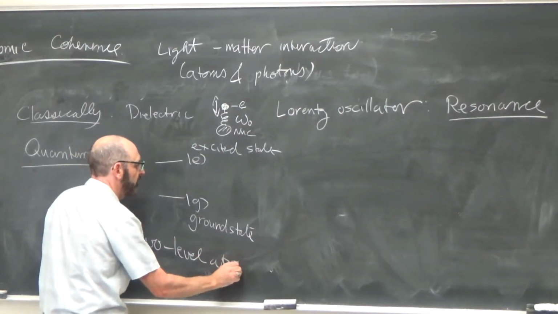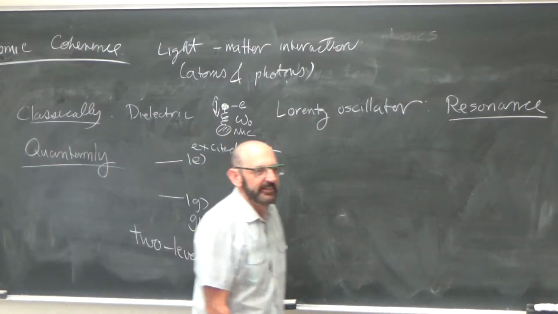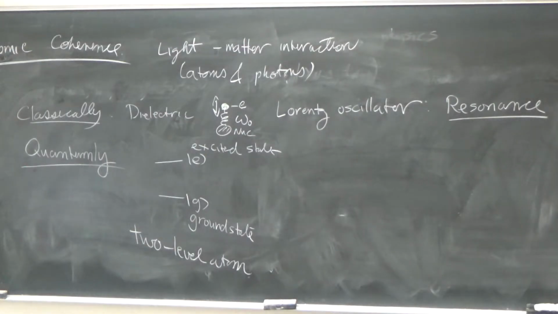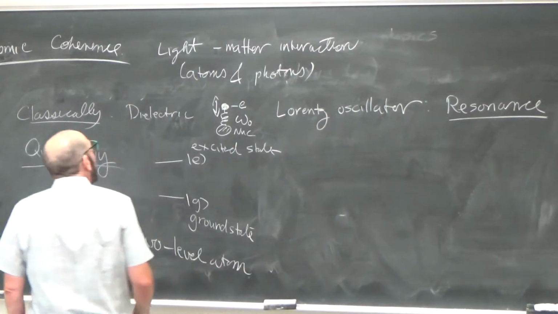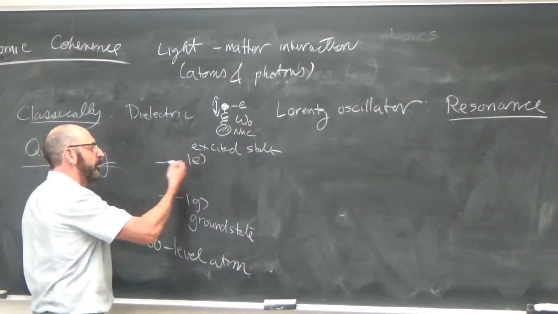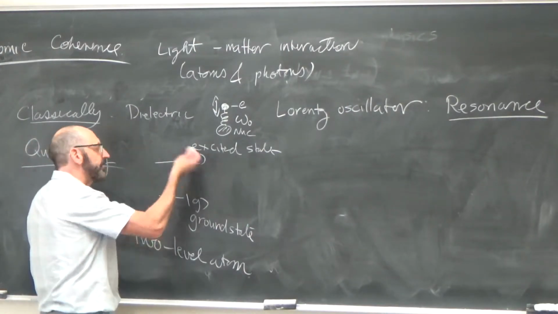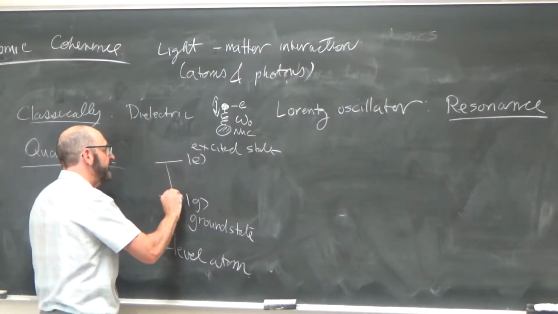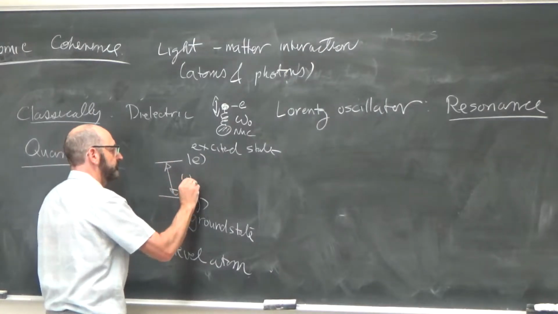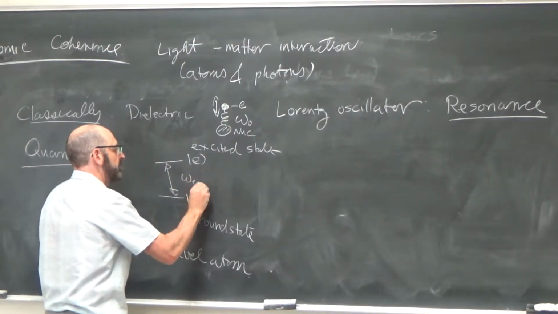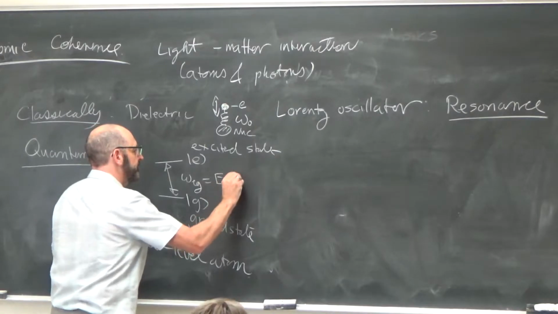Now, of course, there are no two-level atoms. Atoms have an uncountably infinite number of levels, but we might isolate two because we might drive the system with some field that's oscillating close to the resonance frequency, which is given by the Bohr frequency, of course.